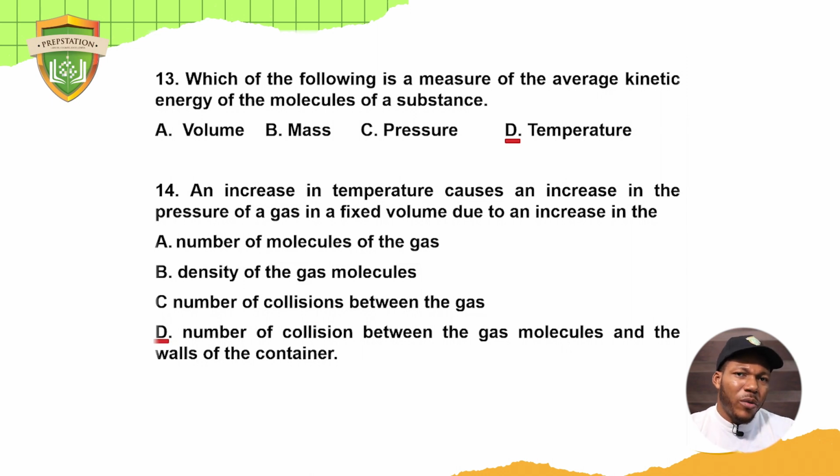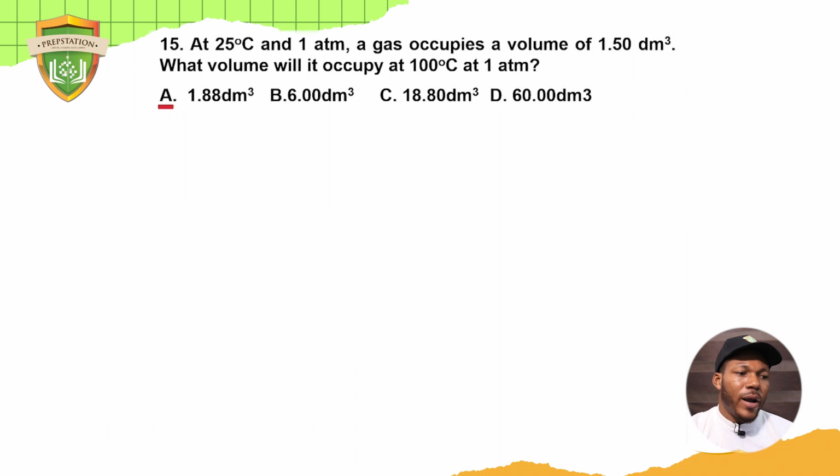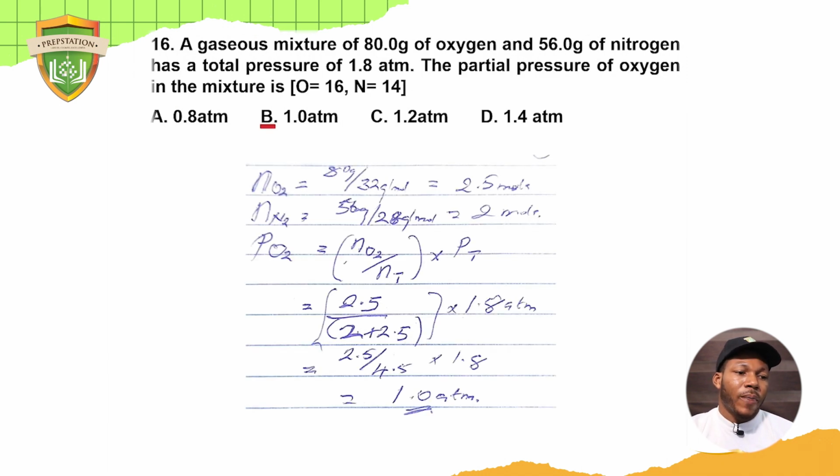Questions 13 and 14 are almost the same. They just twist the question. Then this is your assignment. Question 15, study it. Look at how this general gas equation is used and how to solve it. If you solve it very well, your answer will be 1.88 dm cubed. That is your assignment. Please make sure you solve it. Then also this is under Dalton's law of partial pressure.